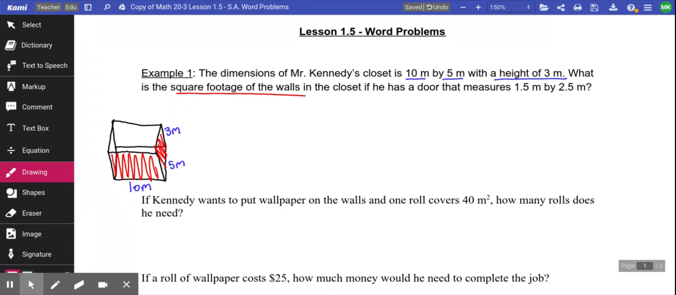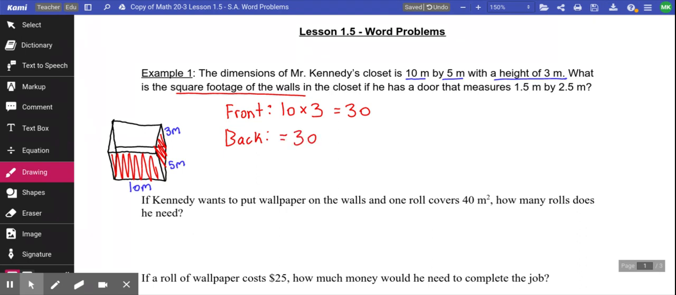We're going to calculate this the same way we've calculated all of them. I'm going to do the front first. 360, that's my quick math. Oh, impressive. So my front would be 10 times 3, 10 and then up 3. So my front wall would total 30. My back wall would be the exact same.